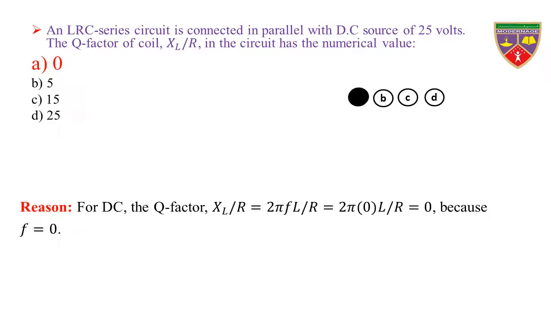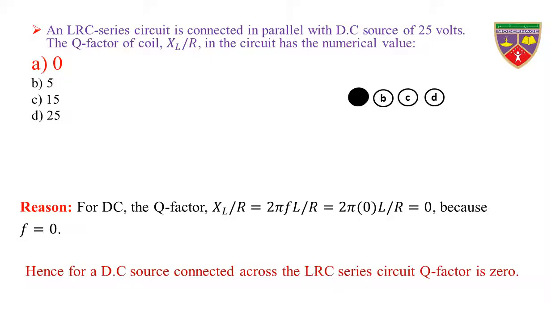Reason. For DC, the Q factor XL divided by R is equal to 2 pi FL divided by R, which is equal to 2 pi into 0 into L divided by R, which is equal to 0, because F is equal to 0 for DC. Hence, for a DC source connected across the LRC series circuit, Q factor is 0.